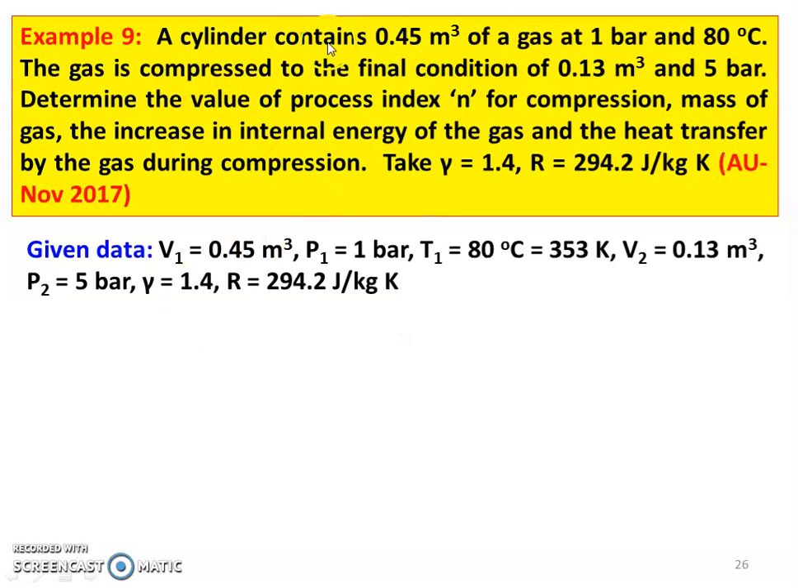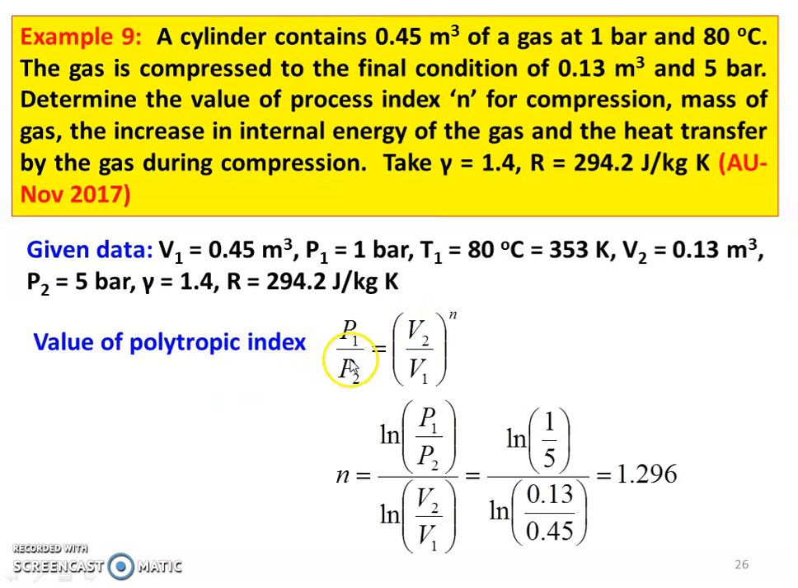After reading the problem, you should write the given data. Initial volume V1 equal to 0.45 meter cube, initial pressure P1 equal to 1 bar, temperature 80 degrees Celsius equal to 353 Kelvin. Final volume V2 equal to 0.13 meter cube, pressure P2 equal to 5 bar, gamma is 1.4, R equal to 294.2 joules per kilogram Kelvin.